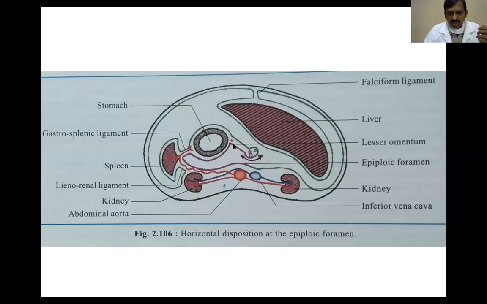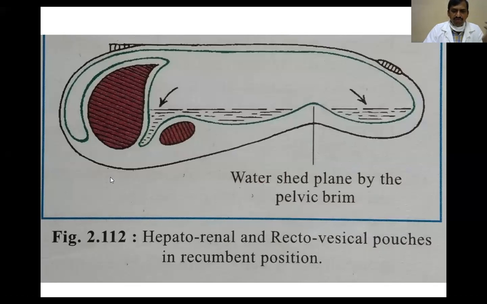They may ask for short answers. Lesser omentum and greater omentum. These are all the different folds. Next, if you are lying down, these are the most dependent parts of the peritoneal cavity. This is the hepatorenal pouch of Morrison. This is the kidney, this is the liver. This is Morrison's pouch, or the hepatorenal pouch of Morrison.